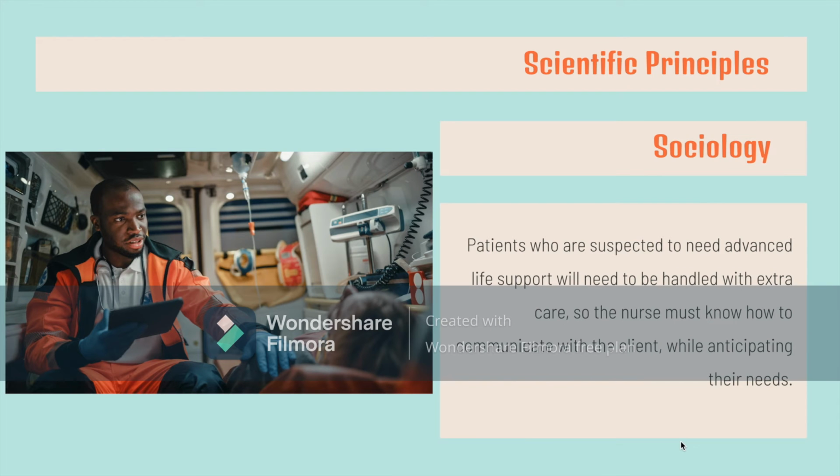Next would then be sociology. So the nurse should build a rapport with the patient and the patient's family in order for them to trust the nurse. Patients who are suspected to need advanced life support will need to be handled with extra care, so the nurse must know how to communicate with the client while anticipating their needs.